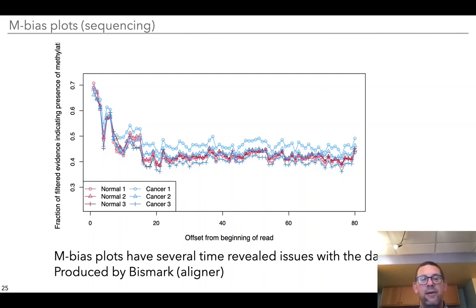In this case, we are showing some capture data, and for technical reasons, the start of the read is biased. There's going to be a mixture of artificially methylated CpGs and true signal. And this plot suggests that we should trim off, say, the first 20 bases or so of the reads.